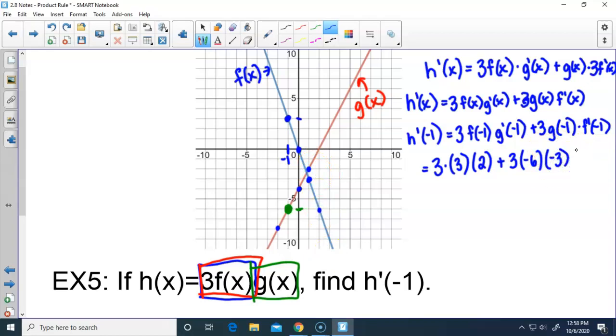And now you just have some simple arithmetic here. 3 times 3 is 9, times 2 is 18. And here we have 3, and negative 3 would be negative 6. Negative 9 times negative 6 is going to be a positive 54. When you add those together, you get 72 as your answer. So h prime of negative 1 would equal 72.